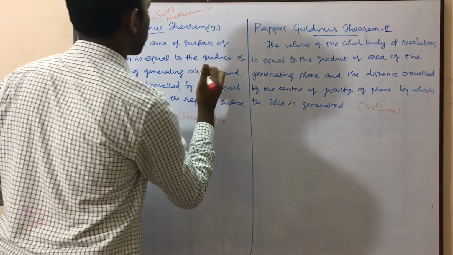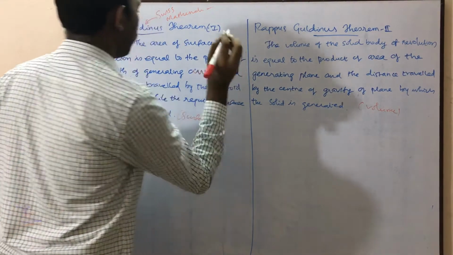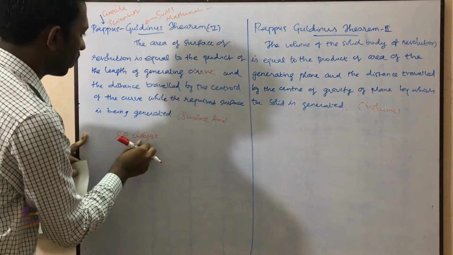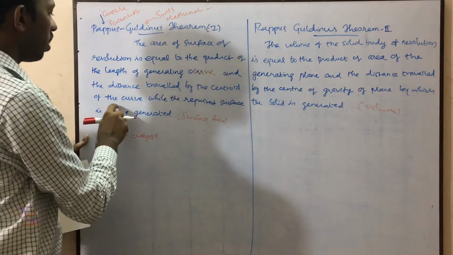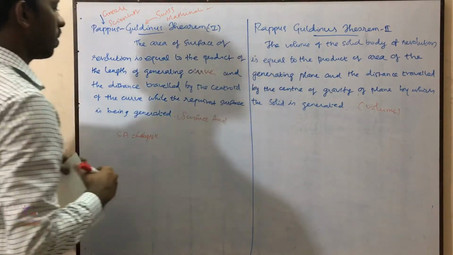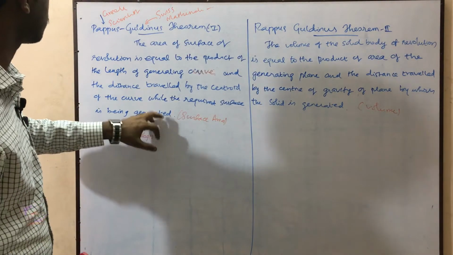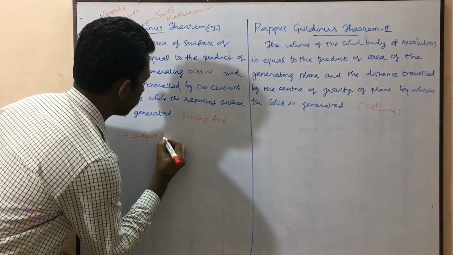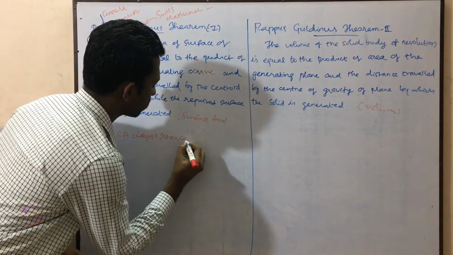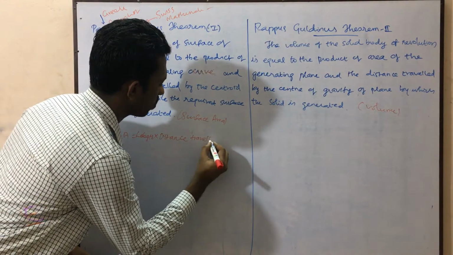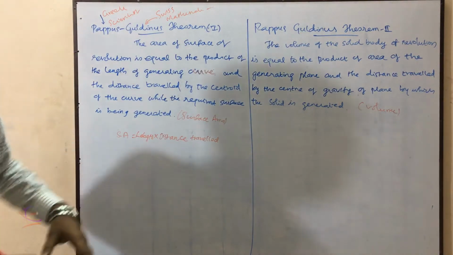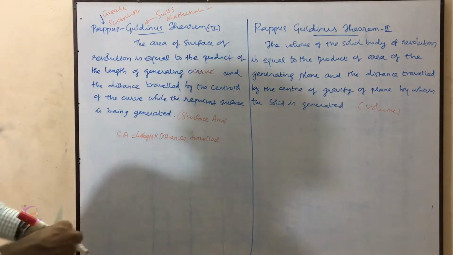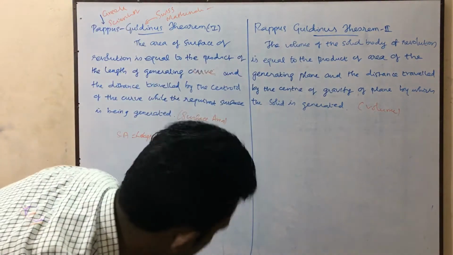So the length of the generating curve and the distance travelled by the centroid of the curve while the required surface is being generated. So the surface area is equal to length into distance travelled. Let me explain with an example.